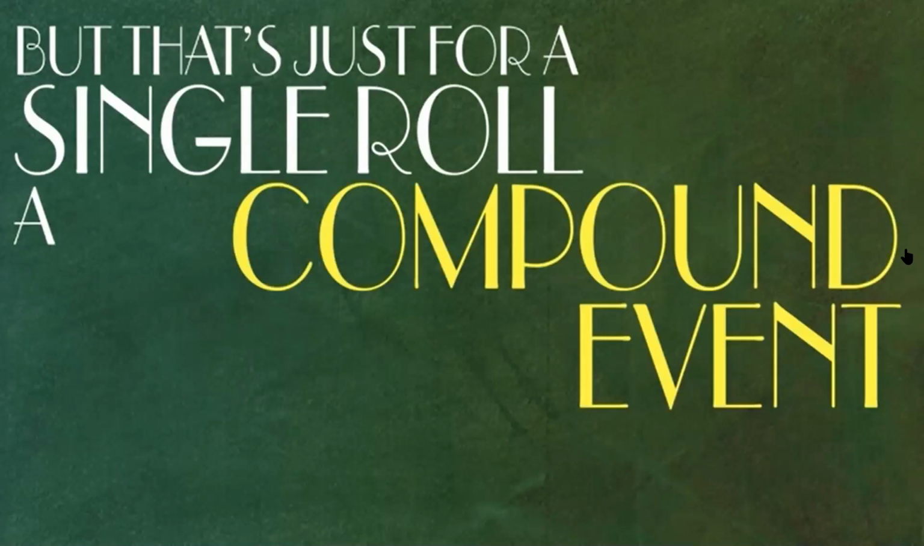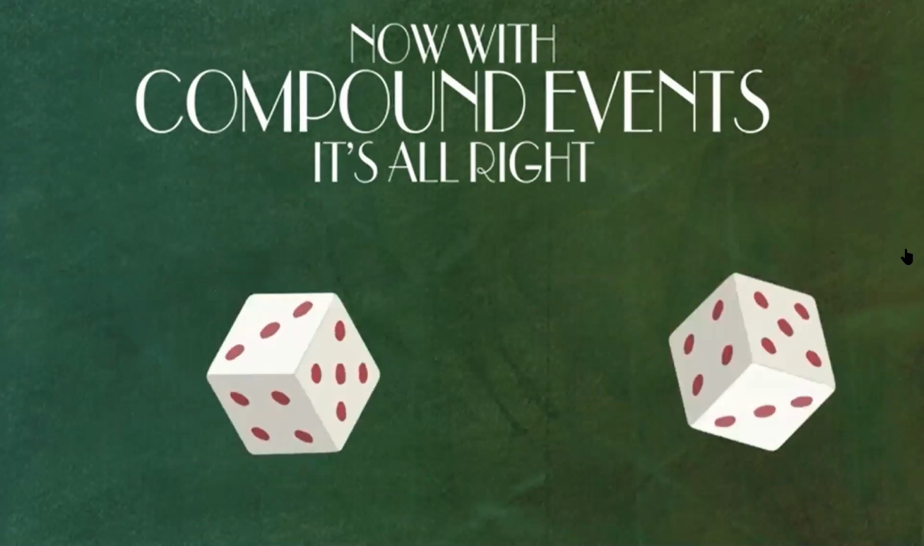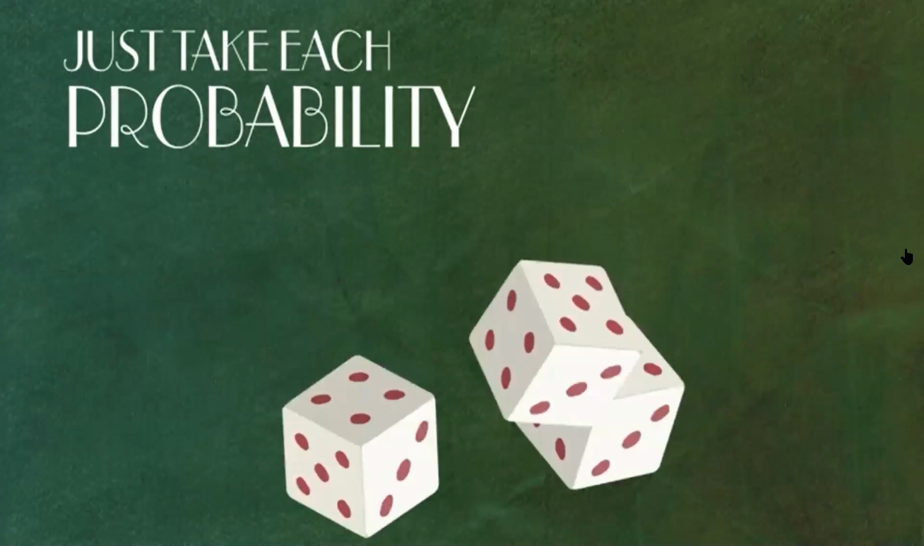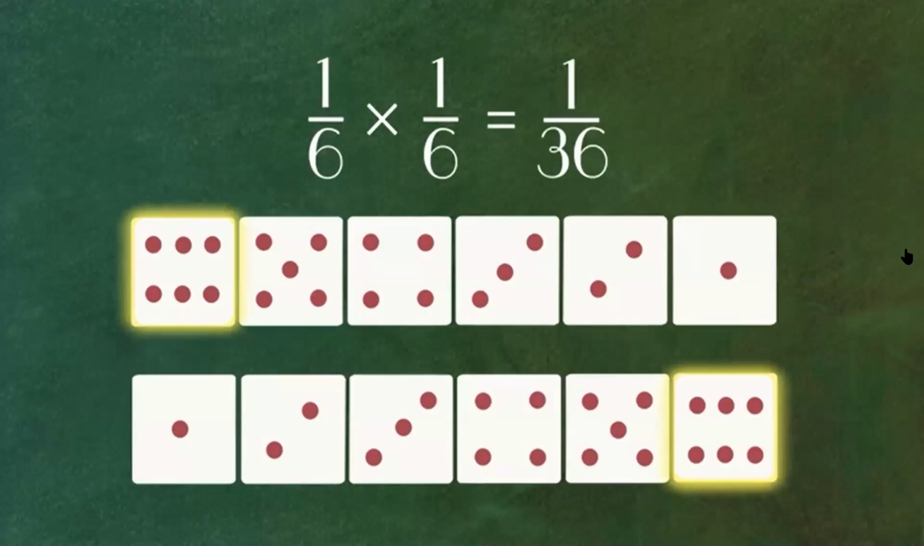A compound event is when we roll a few more. Now with compound events, it's alright. Just take each probability and then multiply. What's the chance I'll roll 2 6s in a row? 1 6 times 1 6 is 136.